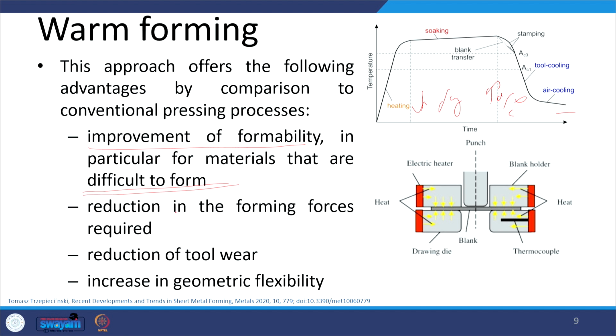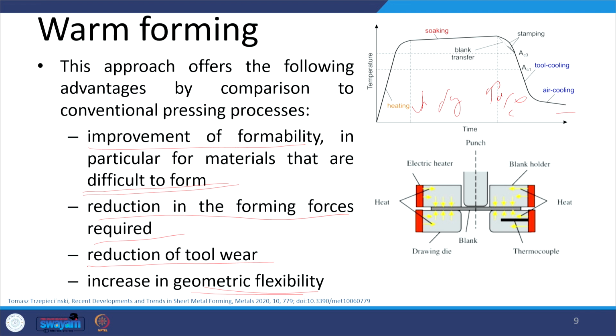Because of the reduced yield strength, it becomes easier to deform the metal plastically. So, reduction in the forming forces required, and softened metal does not offer much resistance against the tool which is being used for the deformation purpose, and therefore reduction of tool wear is also observed, because with less force the metal experiences the deformation when it is heated. And because of the improved formability, it increases the geometric flexibility to realize the shape.